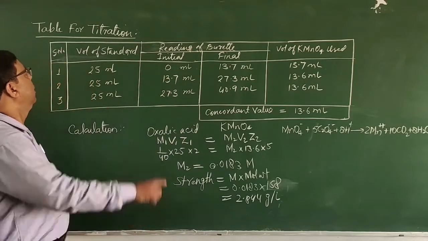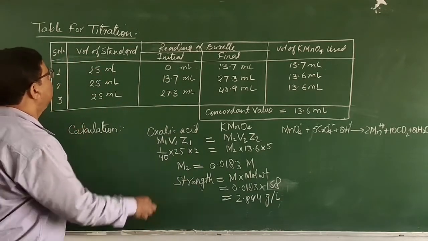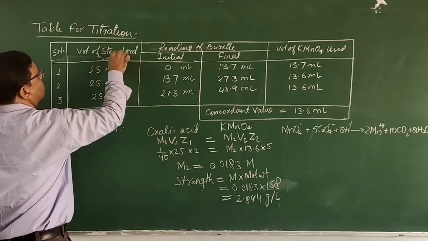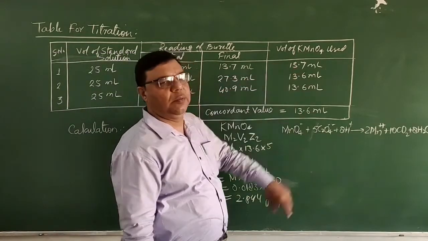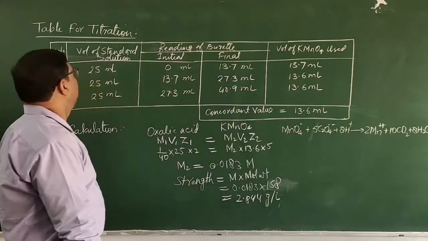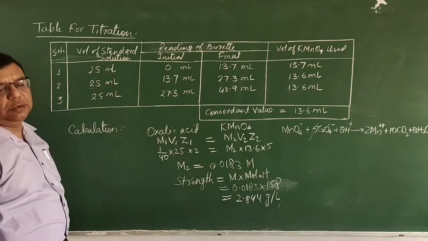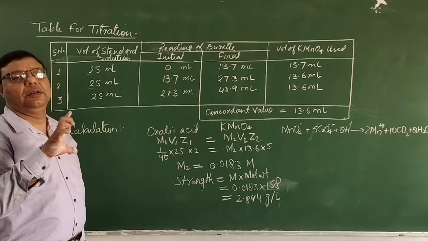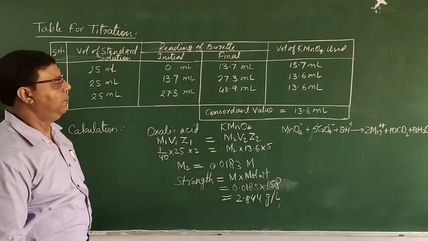This is our table for titration. Here it is the volume of standard solution. This is the reading of burette, and this is the volume of permanganate used. Volume of standard solution is 25 ml, because it is the volume of the pipette; we have taken the solution from the pipette by measuring 25 ml. So that is why it is always 25 ml.